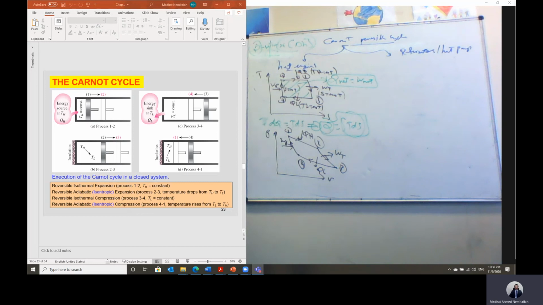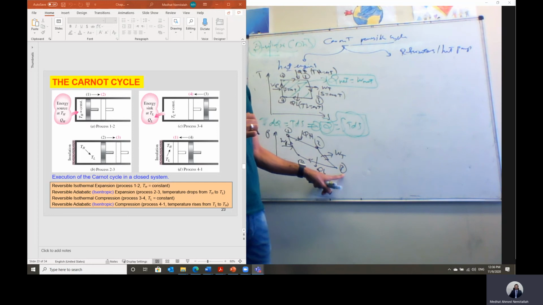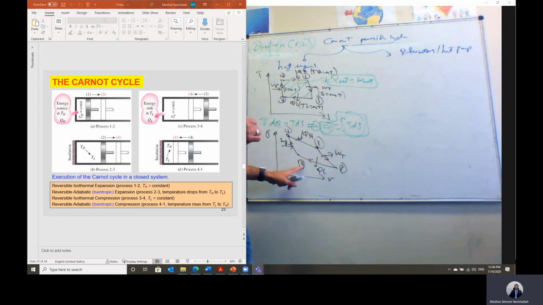It is very important to know the representation on the TS and PV diagram, so that you can link state 1 to state 2. T1 is the same as T2, which is T high. And from 2 to 3, the entropy is the same. S2 is the same as S3. 3 to 4, T3 is the same as T4. 4 to 1, S4 is the same as S1, the entropy in this case.